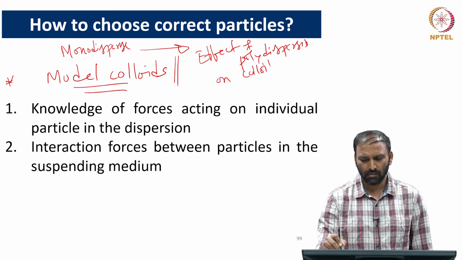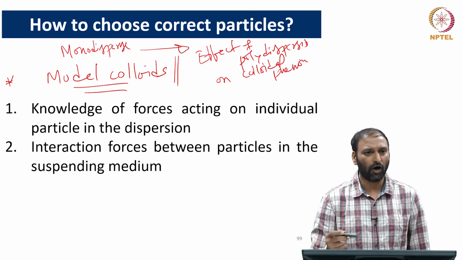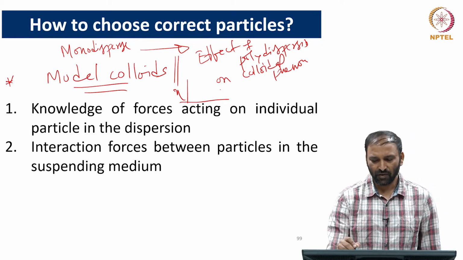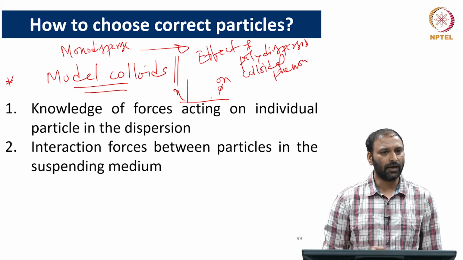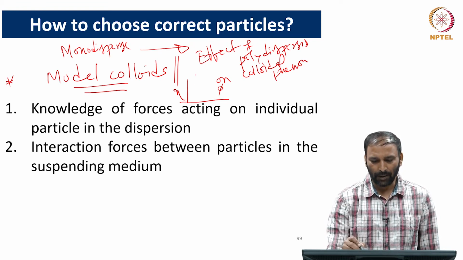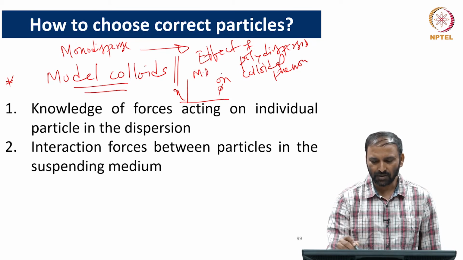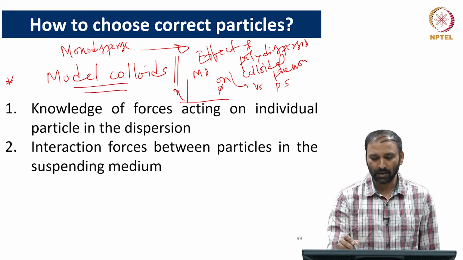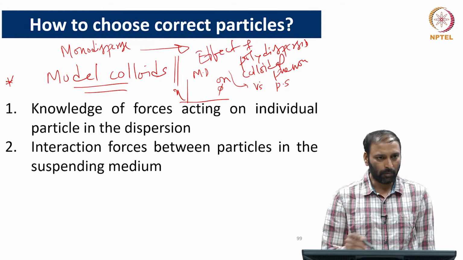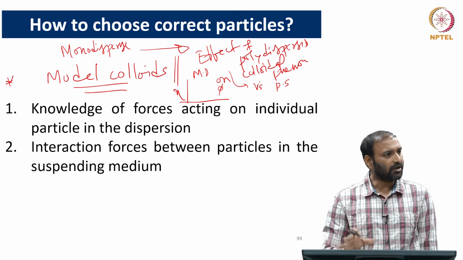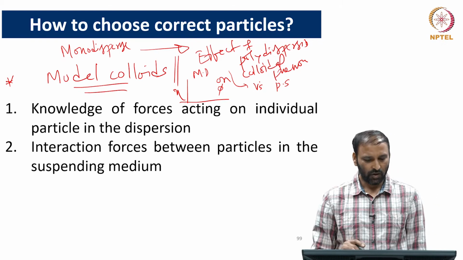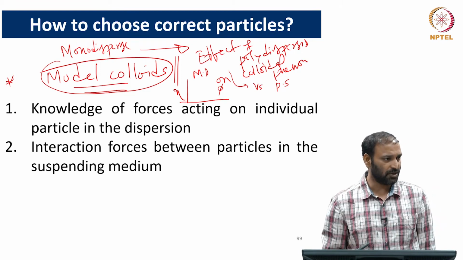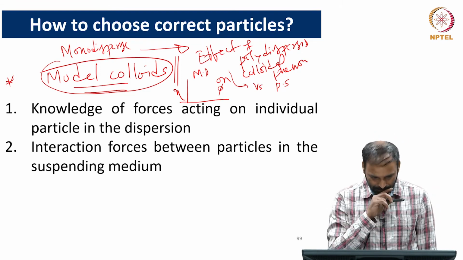On some colloidal phenomena, one may be interested to look at, say, what is the viscosity as a function of volume fraction, and I want to compare what happens if it is monodisperse versus polydisperse. In such cases, your model colloids would be both monodisperse as well as polydisperse of controlled polydispersity. So this model colloid requirement need not always be monodisperse. It depends again on what problem you are trying to look at.